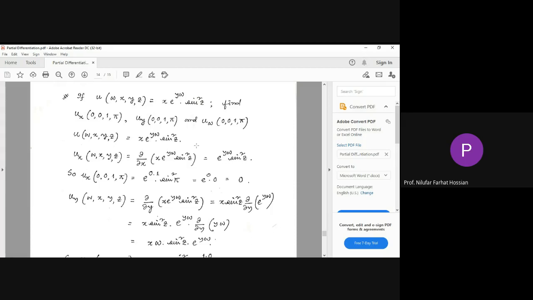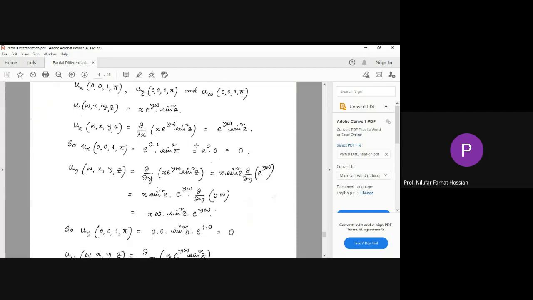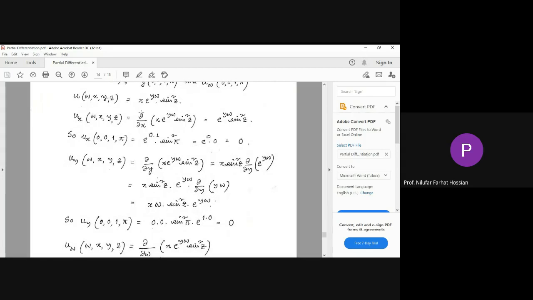Okay. This is your function. At first we find ux. Ux means del x of this whole function. So you see this whole thing is a constant factor: e to the power yw, there is no x; sine square z, there is no x. So e to the power yw sine square z into d dx of x. D dx of x is just 1. So this will be the result: e to the power yw into sine square z.